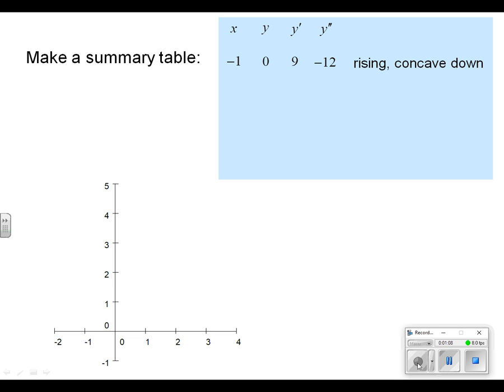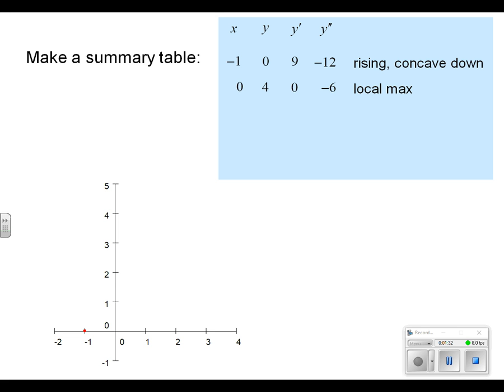Okay, so that first line, right, we have x and y, so that's our point, -1, 0. And then y prime is positive, so that tells us it's rising, and y double prime is negative, telling us that it's going to be concave down. So there's our point. And here's our second one.